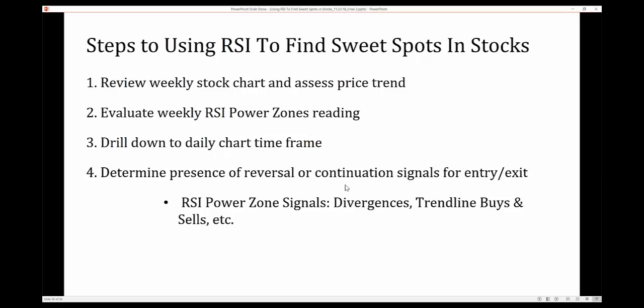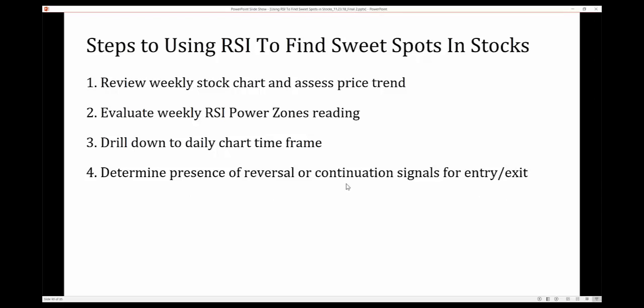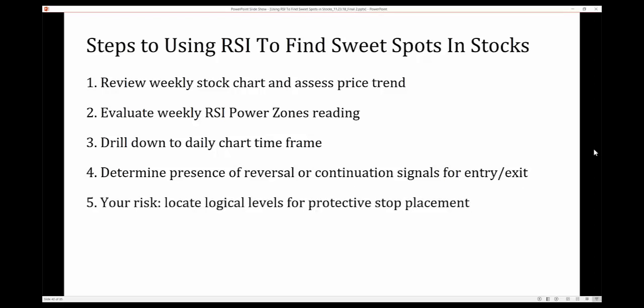So there's a variety of these. Sometimes, though, there's not even a new signal. It's just movement out of the zone that's in confluence with what you're looking at. The last of these is your risk. It's not the last because it's the least important, but it's the most important. It's just that it kind of captures everything together. You need to locate logical levels for protective stop placement.